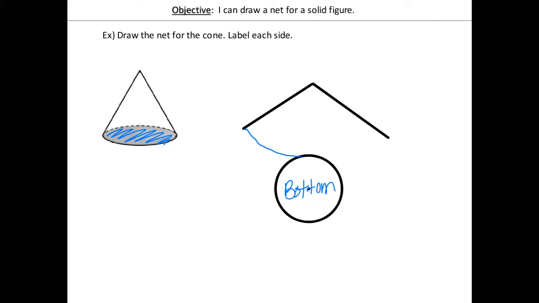It's going to look similar, kind of like this, I guess. It kind of looks like a triangle, but the bottom of the triangle is going to be a curve instead of a straight line, okay? So this is actually the side of the cone. It creates a sector. And a sector is basically a part of the circle.